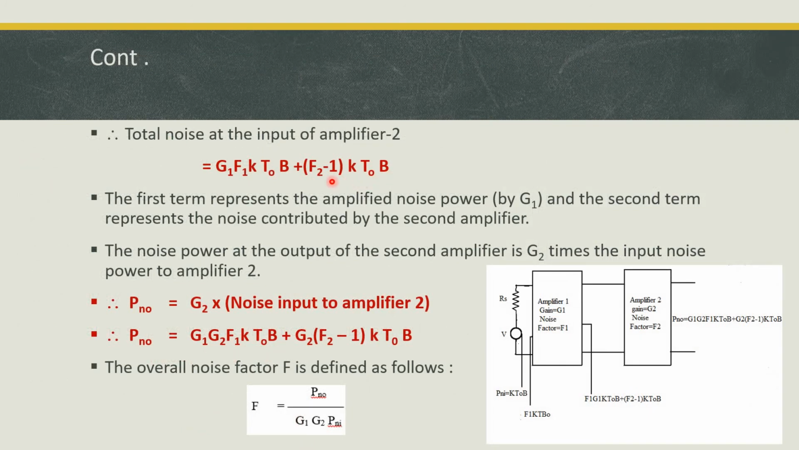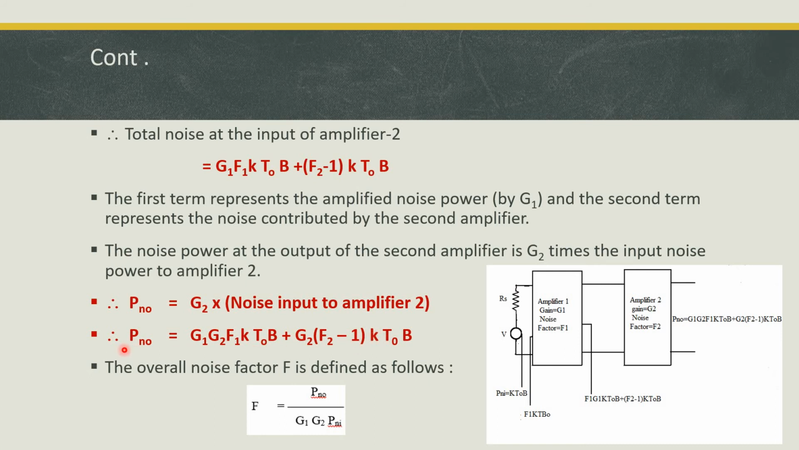So then what will be the total noise input to the amplifier 2? The total noise at the input of the amplifier 2 is the first term representing output of the amplifier 1, G1, F1, K, T0, B. The second term representing noise because of the amplifier 2, so (F2 minus 1) K T0 B. This entire value, if you apply towards amplifier 2, will be multiplied with the gain factor of G2. So the Pn0 is equal to G2 multiplied with the total input of the amplifier 2.